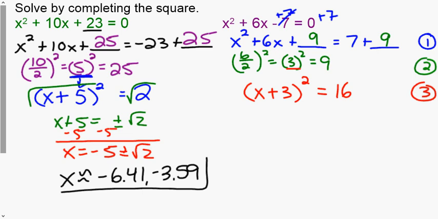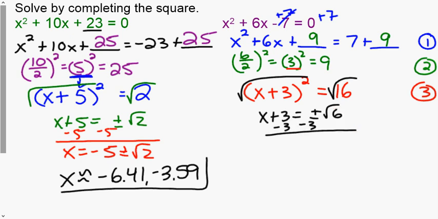This is the completing the square part, right there. Those first 3 steps, that's what makes it completing the square. From here, the solving part, this is just like what we did in section 8.2. So we're going to square root both sides. So you get x plus 3 equals plus or minus the square root of 16.